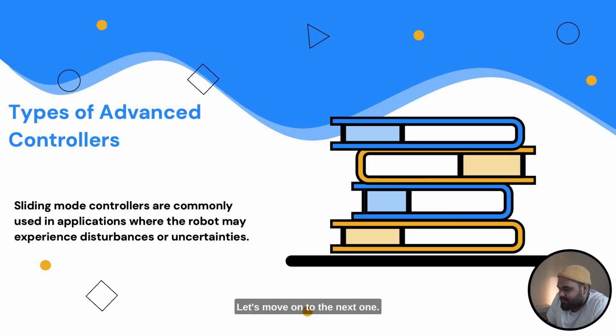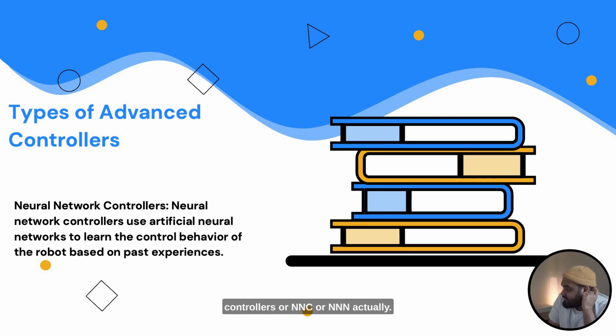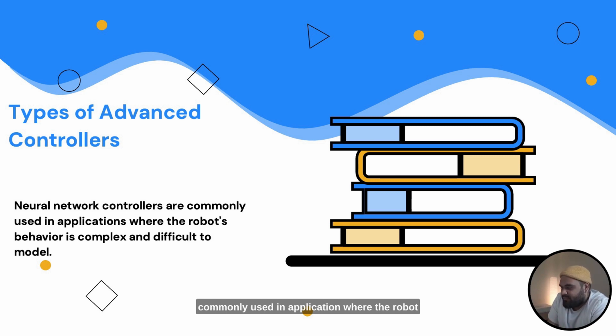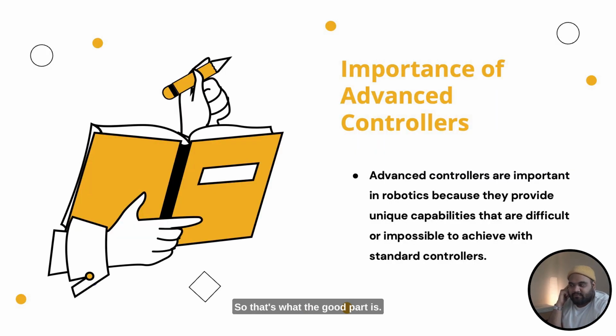Coming back, let's move on to the next one. Then we can see neural network controllers, or NNC. Neural network controllers use AI, artificial neural networks, to learn the controller behavior of the robot based on past experience. They are commonly used in applications where the robot behavior is complex and difficult to model. AI is taking over so many things, and this has to be one of them, where the controls of the robot are dynamically adjusted depending on what the robot is doing and what inputs the sensors are getting. This allows for a very dynamic relation, which lets your robot predict and do things which you can't even imagine. So that's the good part.